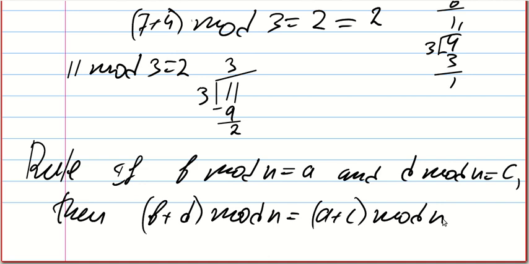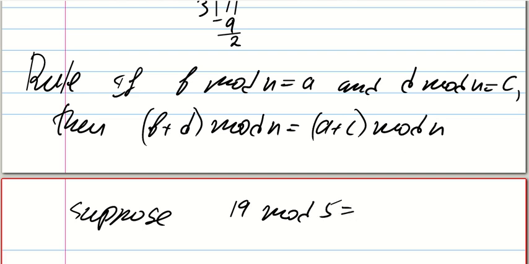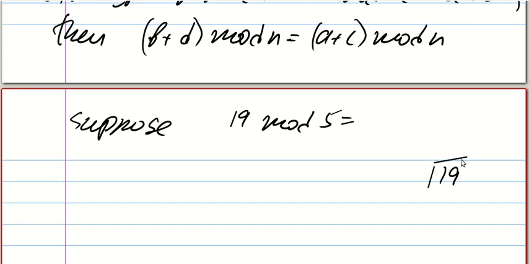And that's our rule. This is our rule. Let's see if it's also going to be true for difference. Suppose 19 mod 5 is equal to what? Let's think. 19 divided by 5. So we write 3, we put 15, we subtract, we get 4.